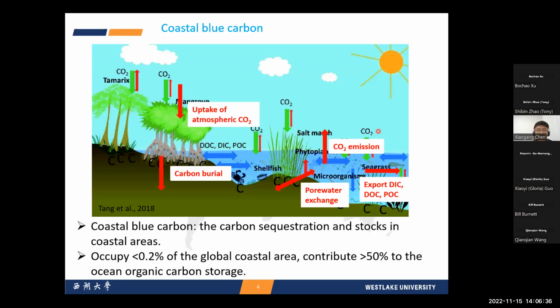And the coastal blue carbon is recognized as the carbon sequestration and the stocks in the coastal areas. And these blue carbon systems occupy less than 0.2% of the global coastal area, but they contribute more than 50% to the ocean organic carbon storage.